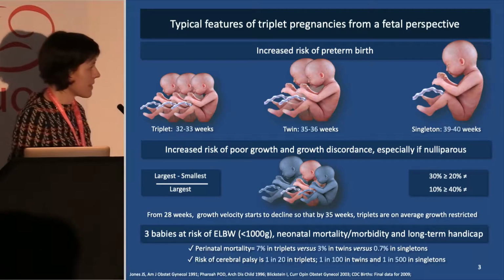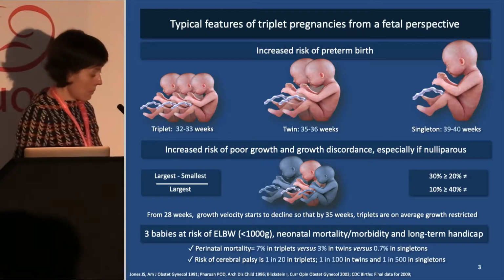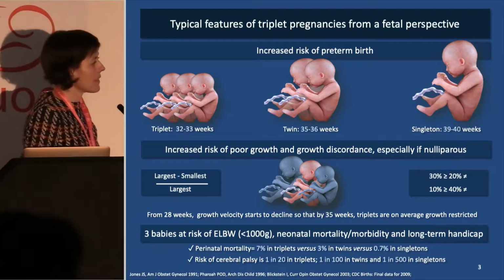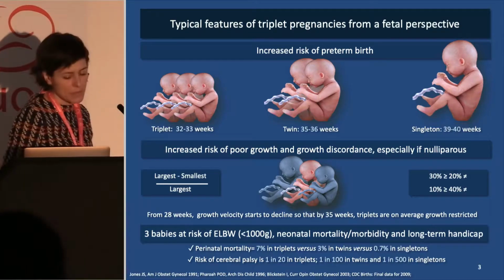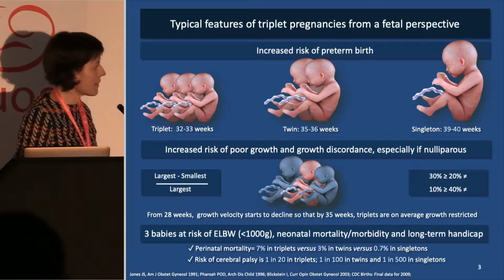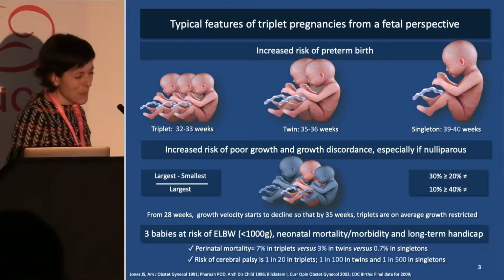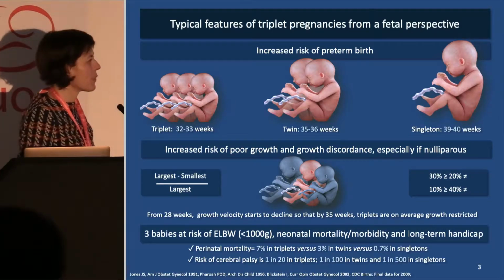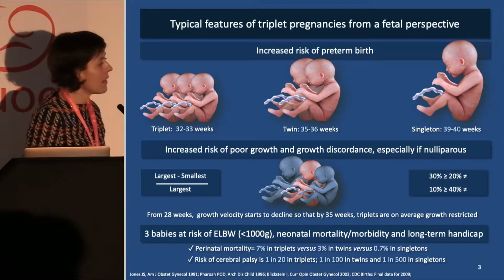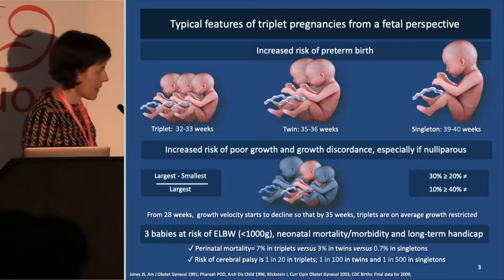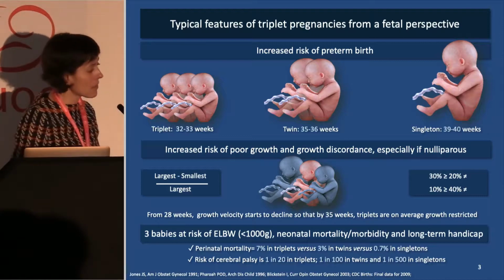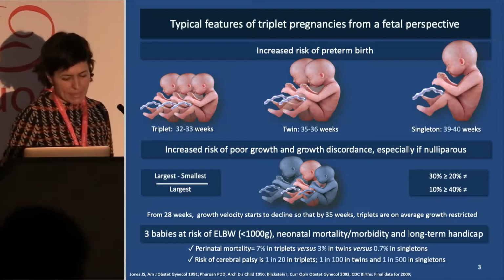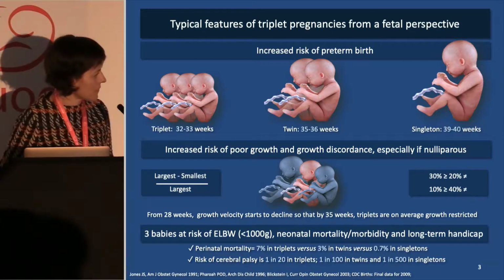And these are the statistics. We know that the risk of perinatal mortality is 10 times higher in triplets. It's 7% in triplets as compared to singletons, where it is 0.7%. And obviously the risk of cerebral palsy, which goes together with extremely low birth weight and preterm birth, is 25 times higher in a triplet setting. 1 in 500 singletons is diagnosed with cerebral palsy, whereas it's 1 in 20 triplet infants.